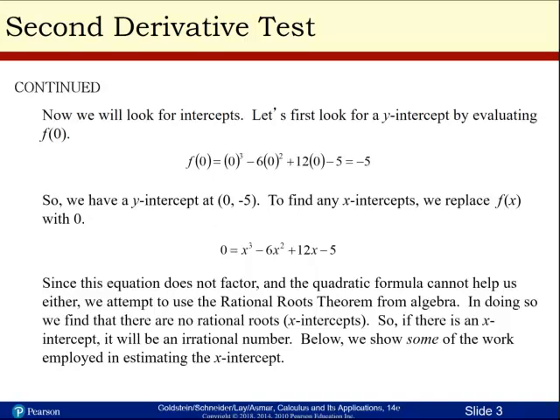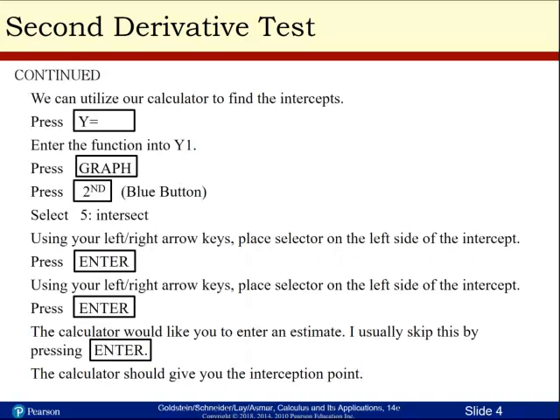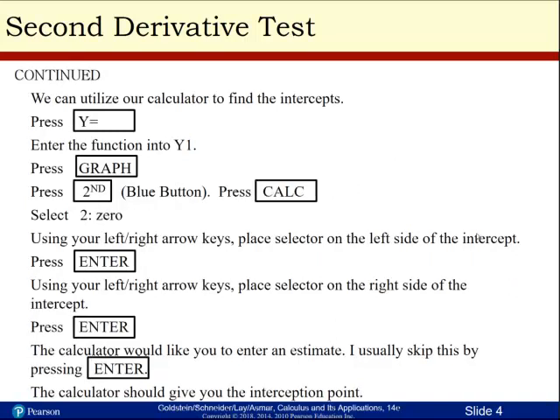So we can do a couple of things in order to find that x-intercept, one of which is to use our calculator, another of which is to use a table of values. First, I'll show you how to use the calculator. Okay, we're going to use our calculator to find the intercepts. It's another way to do it.